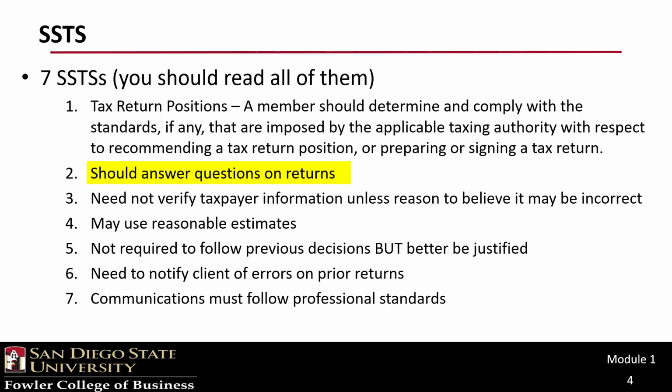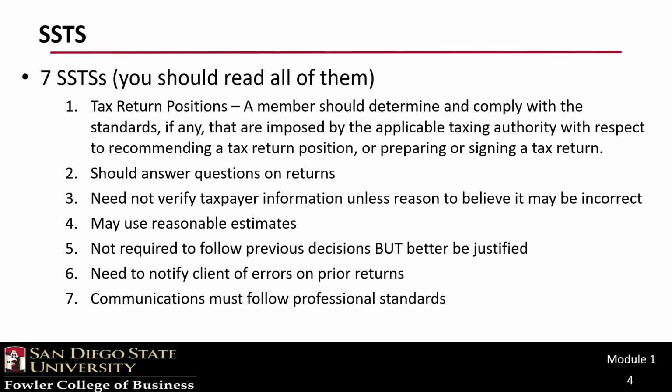Number 2 says you should answer questions on returns. This is a little bit of a throwback to a prior era. Years ago, there weren't any questions on income tax forms. And as the IRS started to introduce them, to the extent that preparers were concerned about whether those might trigger audit flags or not, they left them open all the time. They simply didn't answer the questions. So this is really a nudge for members of the AICPA to, of course, answer the questions that are on the tax forms.